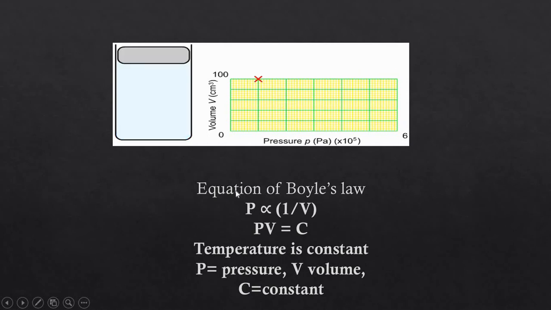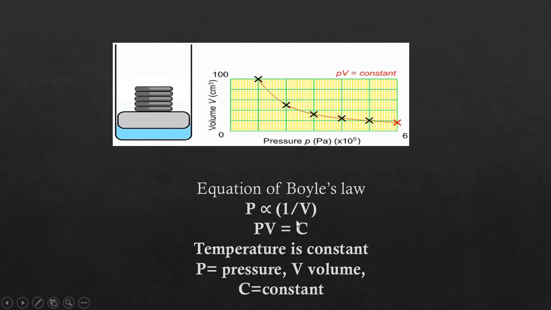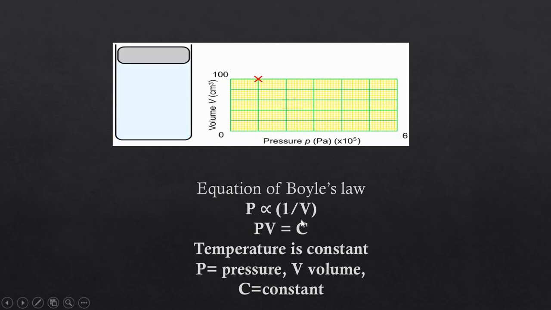Mathematically, he proved that pressure is inversely proportional to volume. By changing the proportionality sign and a simple mathematical arrangement, we introduce a constant, where P is the pressure, V is the volume, and C is a constant. This is the final equation of Boyle's law.